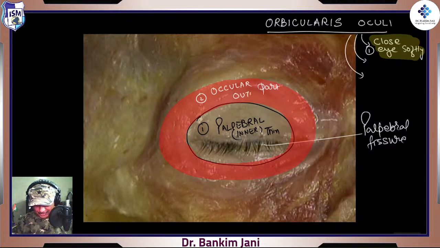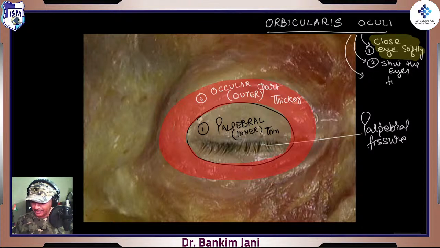So this is the outer part, and it is a thicker one, right? So that is the second one. This is to shut the eyes tightly, like bahut neend aa rahi hai. The neend is coming or not, that's a different story, right?